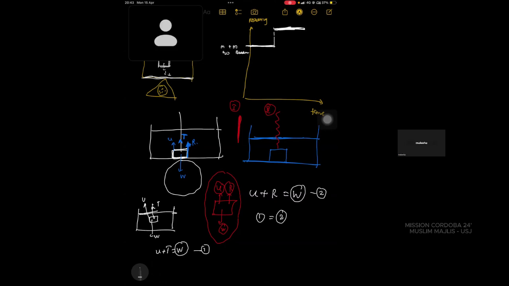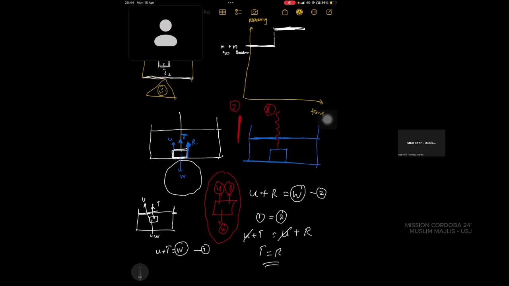Because that side also W, this side also W. So U plus T is equal to U plus R. Did you understand? Same upthrust. So T equals R. Is this clear? Yes, sir.